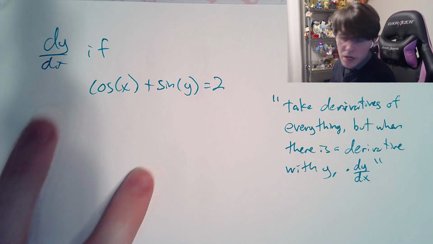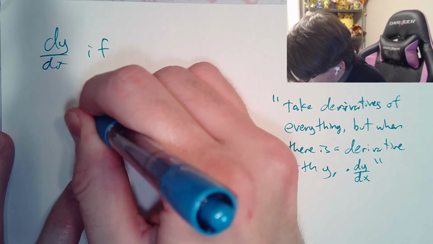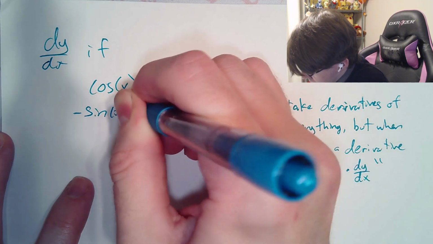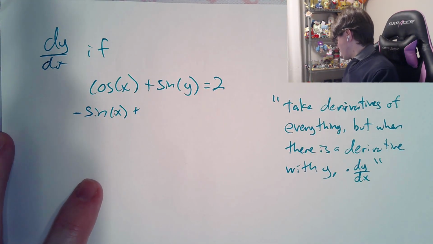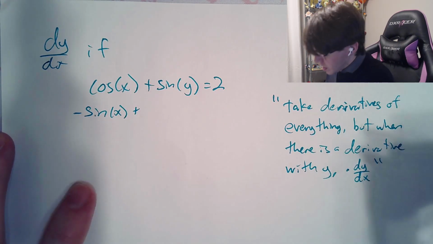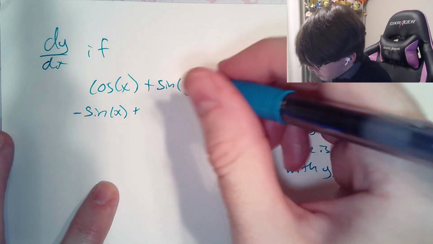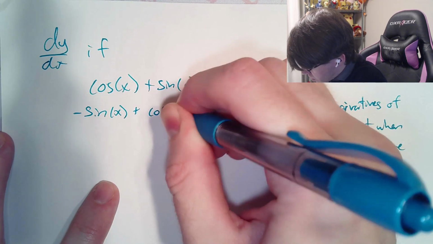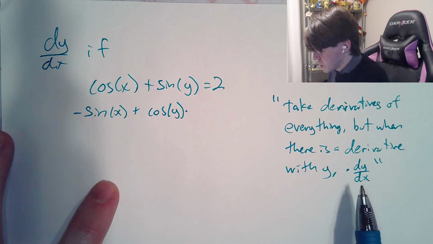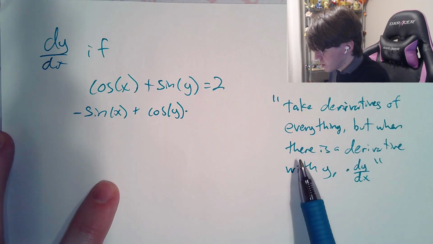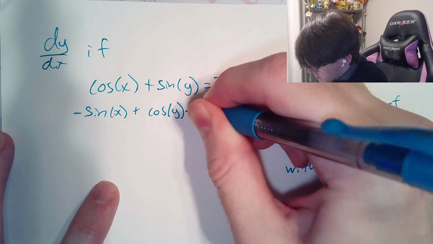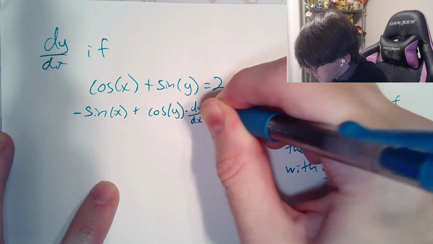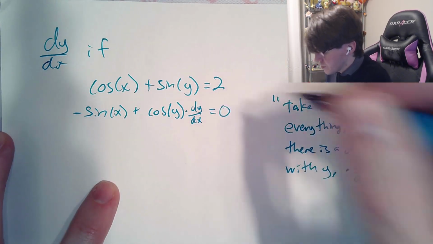All right, so what am I talking about? The derivative of cosine is negative sine. You should already know that. Derivative of sine of y. Sorry, my dog is walking all over the papers I've thrown to the floor. All right, so derivative of sine of y is going to be the cosine of y, but following the rules we just wrote, anytime you take a derivative of everything, but when there's a derivative with y, you multiply by dy over dx. And the derivative of 2 is 0.